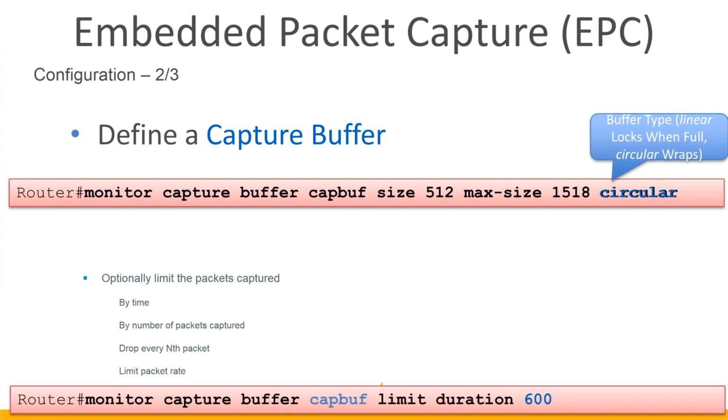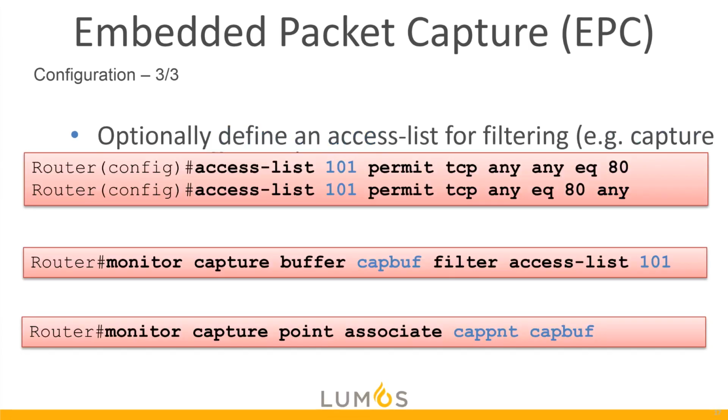specified. So we can also optionally define an access list for filtering, and I would highly recommend that you do this almost every time. Rarely would I do this without, unless I just don't know what I'm looking for, and then I would have a very limited buffer size and a very limited duration. But I would normally use an access list to specify the type of interesting traffic that I want to limit my captures to. So here we're capturing port 80, either destination or source port 80, both.